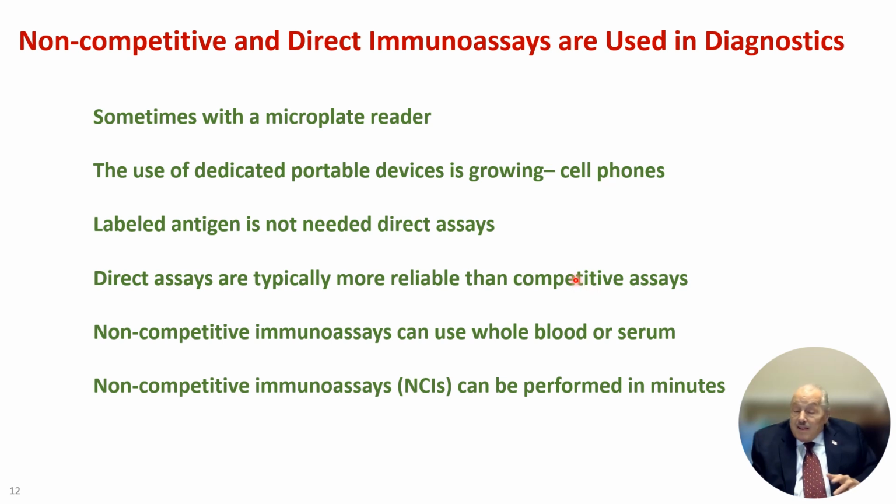We don't need to label the antigen that you're looking for. You might remember in the competitive FPI, we always had to make a labeled drug. I always think a direct assay is more reliable than a competitive assay, and as we'll see in a few moments, these non-competitive immunoassays can be used in whole blood or serum.